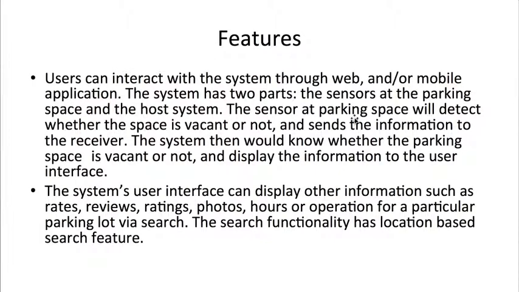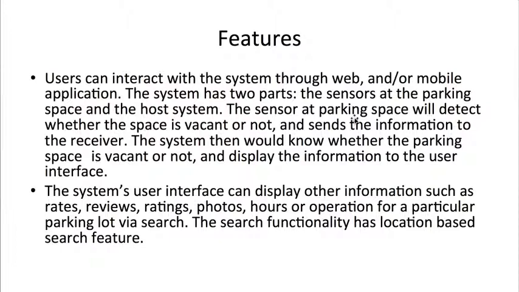So our features: the user can interact with the system through the web and also the mobile application. The system has two parts, the sensor at the parking space and the host system. The sensor at the parking space would detect whether the space is vacant or not. When the user parks the vehicle, the sensor would sense the signal that the space is occupied. And likewise, when the user leaves the parking space, the sensor would change the status to vacant and send that information to the parking system.